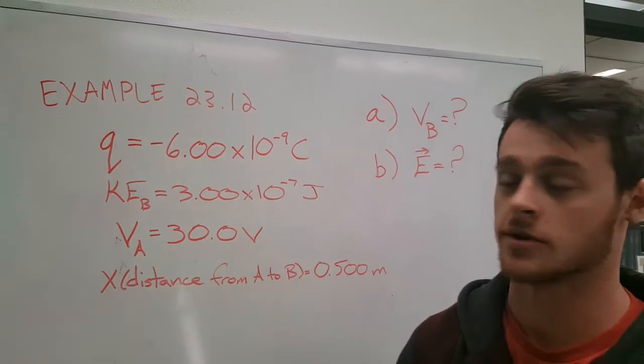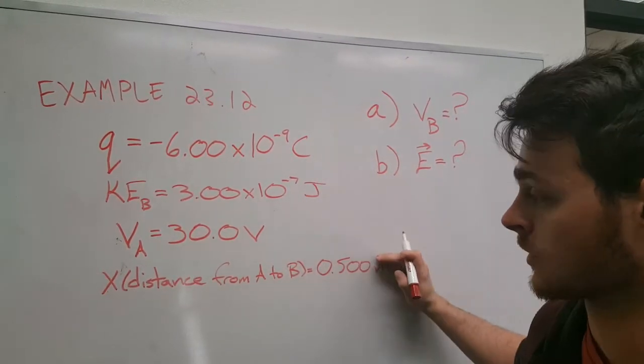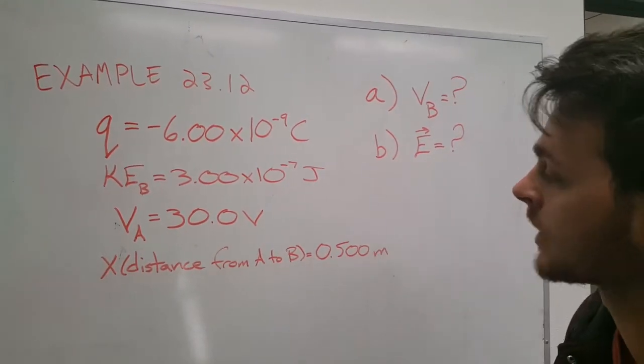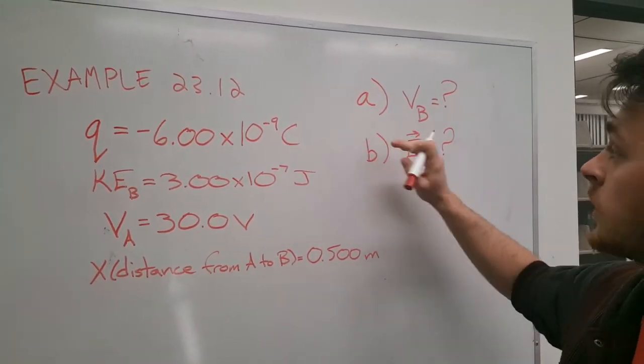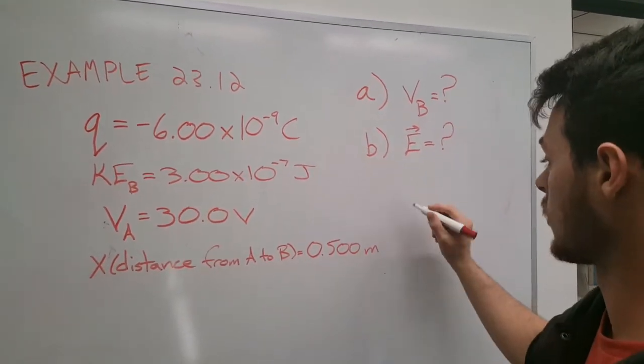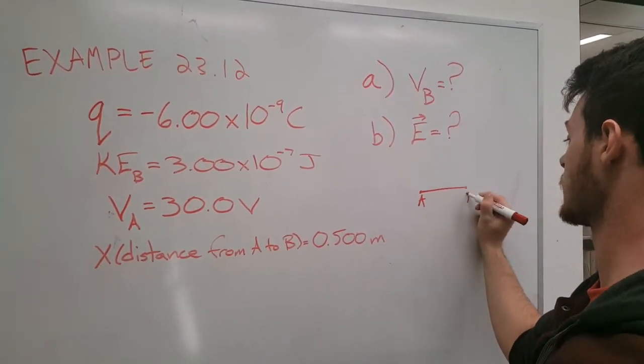On exercise 23.12, here are some of the values that the problem gives us to work with. This value won't be used for part A, it's used later on in part B. So in part A, we are looking for the voltage at point B. So we have a particle at point A that is moving to point B.